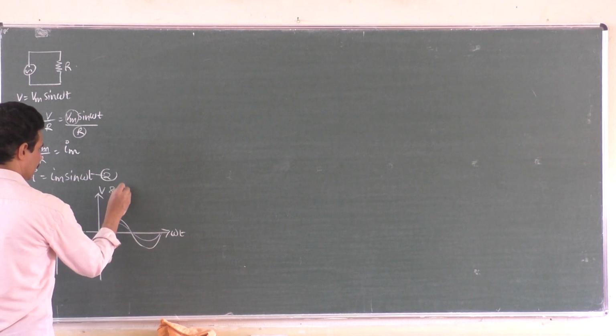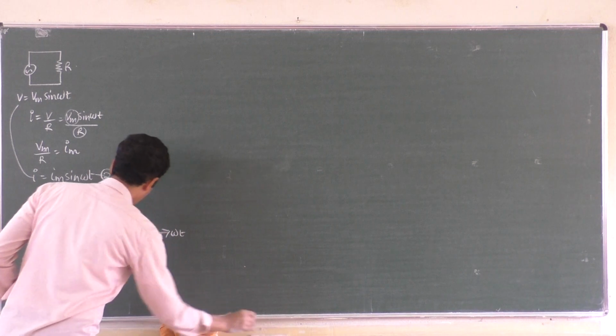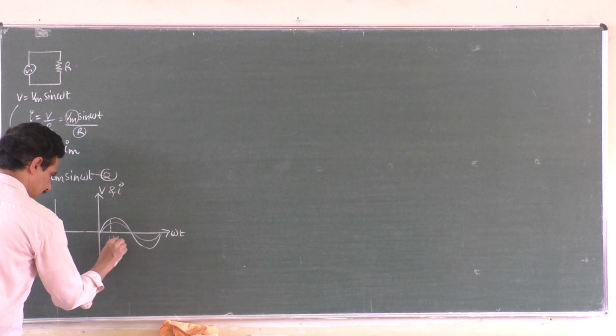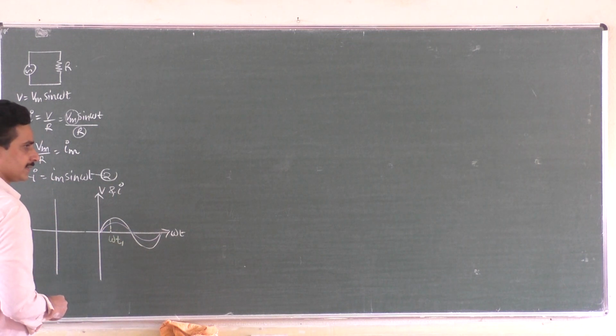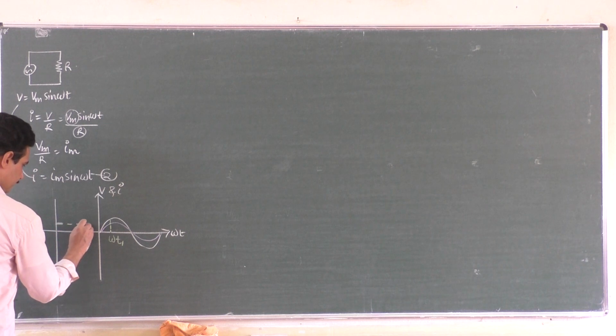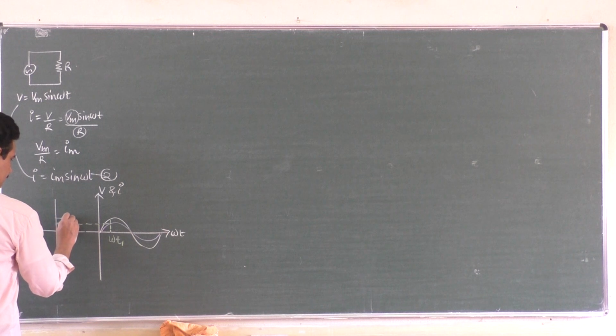Now break this circuit or find out what happens at a particular instant of time like this, that is omega t1. At that instant omega t1, here will be the current, and this will be the voltage.